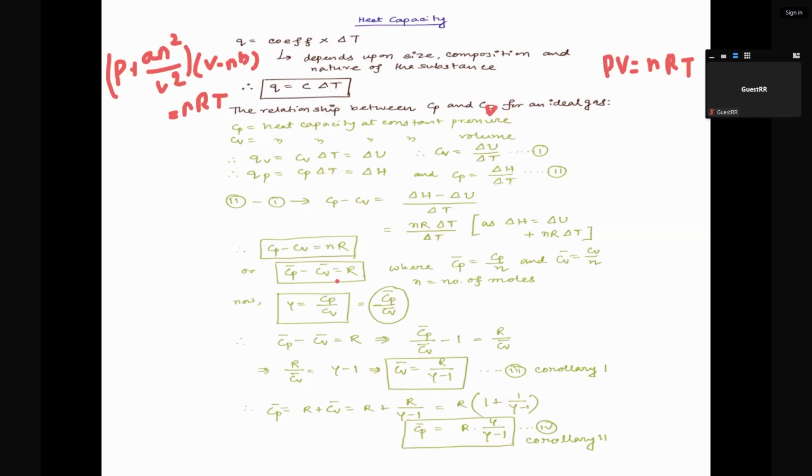or Cp bar minus Cv bar will be R, where Cp bar is equal to Cp by n, that is the molar heat capacity, and Cv bar will be Cv by n, which is also the molar heat capacity at constant volume. So this is the relationship between Cp and Cv, or Cp bar minus Cv bar. So Cp minus Cv will be nR, or Cp bar minus Cv bar is equal to the molar gas constant.